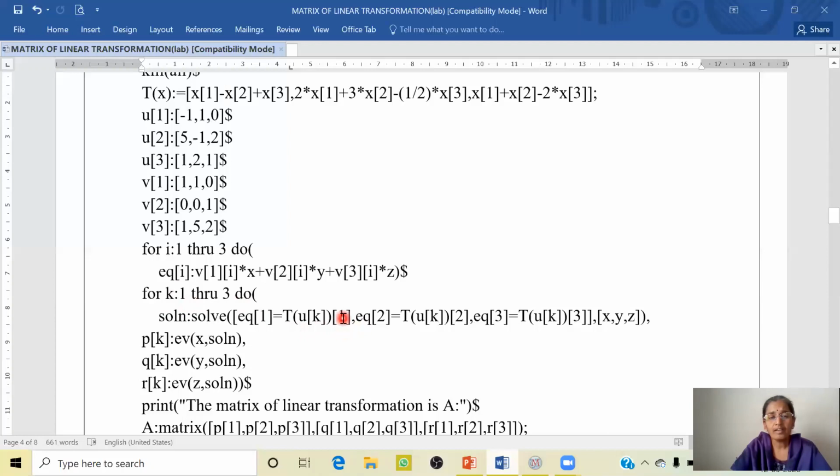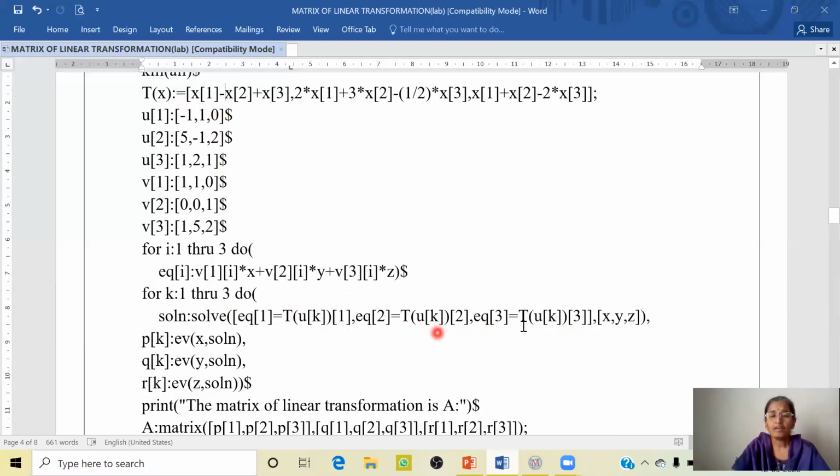And this 1 represents the first value or the first coordinate in the image vector. EQ of 2 is equal to T of UK of 2. This will be the second coordinate in the image vector. EQ of 3 is equal to T of UK of 3. This will be the third coordinate in the image vector. Here K takes values from 1 to 3. So we are going to get all the 3 images of 3 vectors U1, U2, U3.